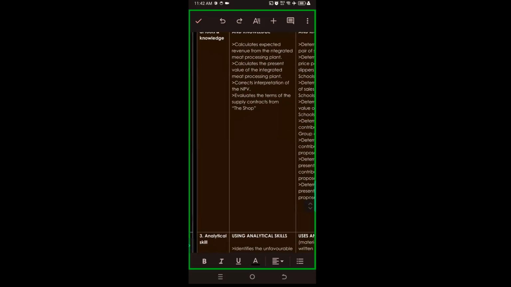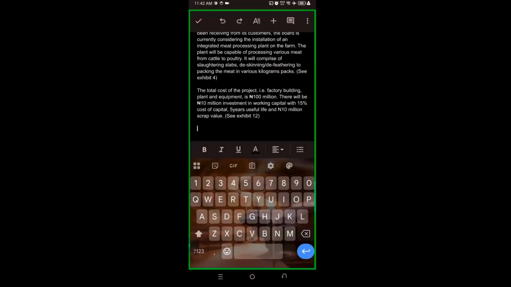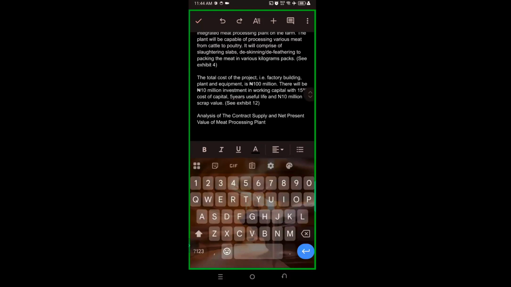So let's see. If you come back here, we can say the heading: analysis of Bishop contract supply and net present value of meat processing plant. Let's just manage it that way. Okay.